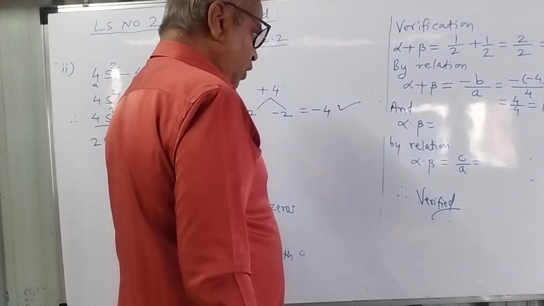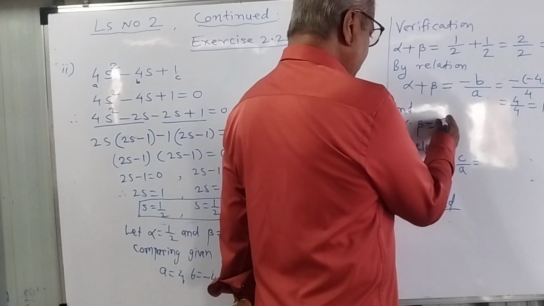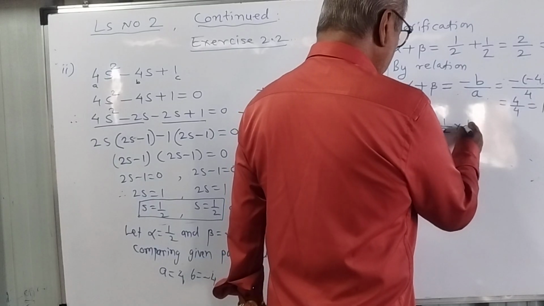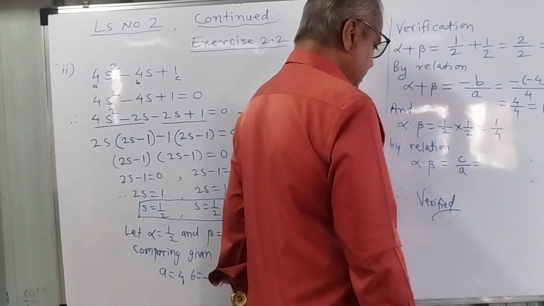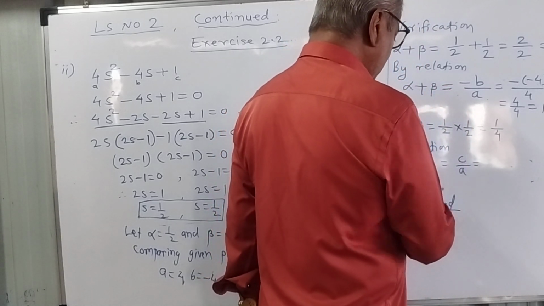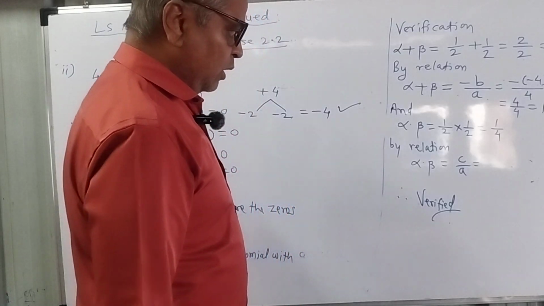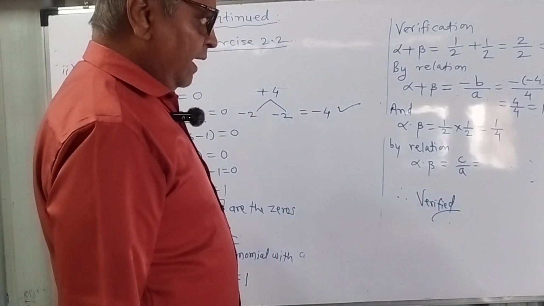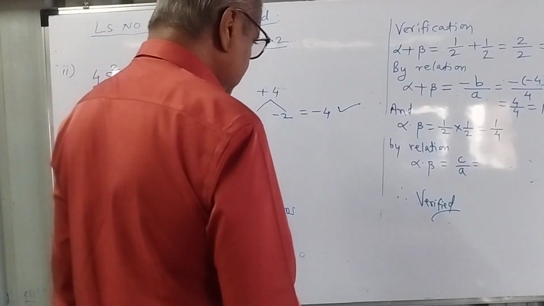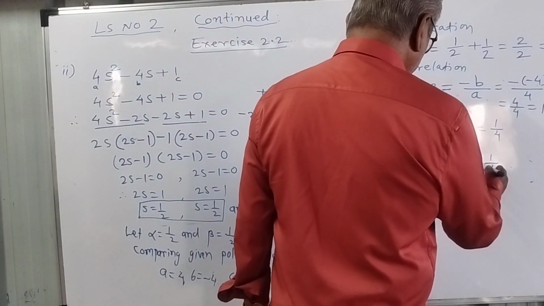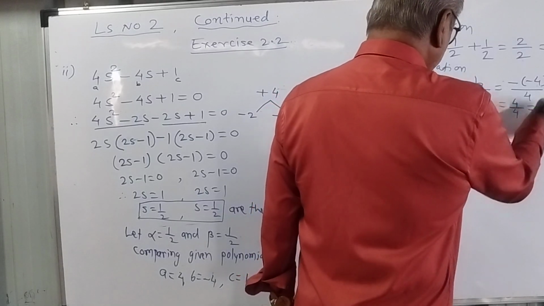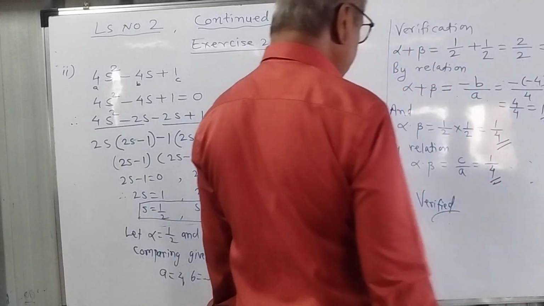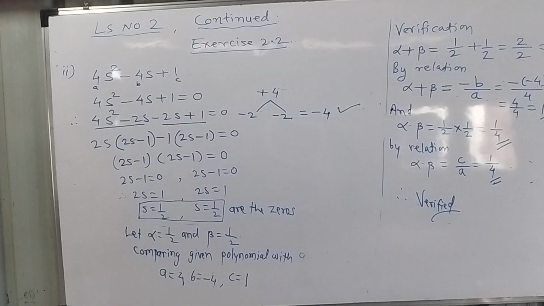And product alpha into beta, 1 upon 2 into 1 upon 2, this is actual product, 1 upon 4. And by relation, alpha into beta, that is product of zeros is c upon a. What is c here? 1 and a is 4. So 1 upon 4. So product is verified, sum is also verified, so relation is verified. So this is how question number 2, sub question 2 is solved.